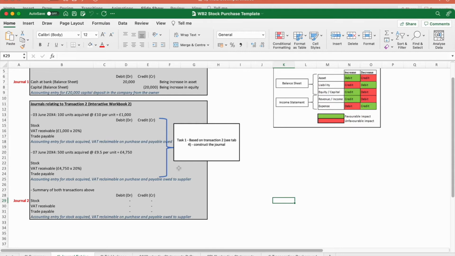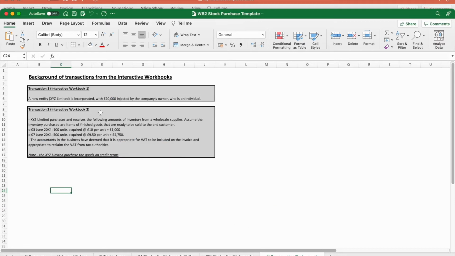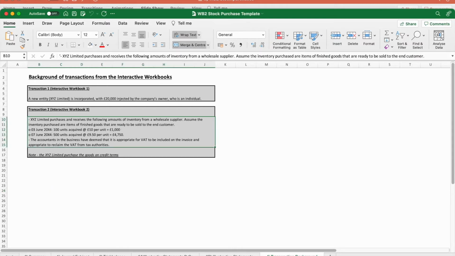Okay, hopefully you've now had a chance to attempt that. In terms of our transactions, I'm not going to go through this in too much detail again because I've already done that, but we've got a transaction here on the 3rd of June. 100 units of stock were purchased at £10 per unit, so that is £1,000. We also have to recognise the VAT.